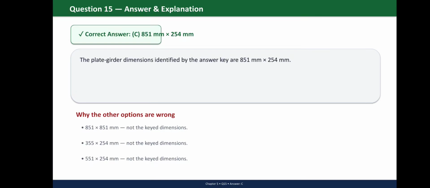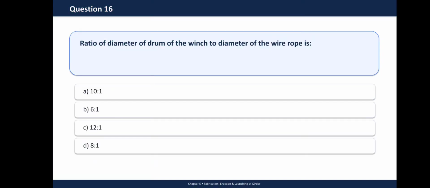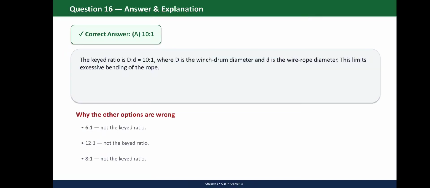Question 16. Ratio of diameter of drum of the winch to diameter of the wire rope is. Options. A. 10:1. B. 6:1. C. 12:1. D. 8:1. Correct answer is A. 10:1. Explanation. To prevent excessive bending stresses and fatigue on the wire rope, the minimum ratio of winch drum diameter to wire rope diameter is maintained at 10:1.